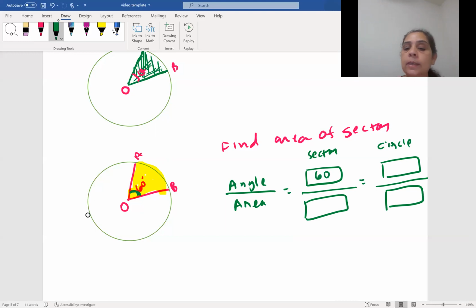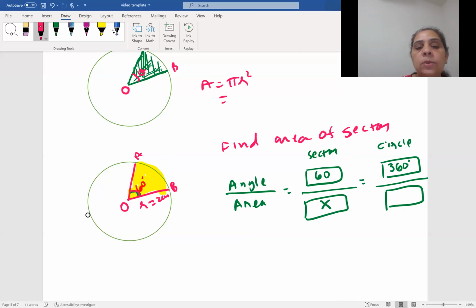Since the given angle is in degrees, I will take 360 degrees for the whole circle. If it's given in degrees, I take degrees. If it's given in radians, I take radians, so the whole circle is 2 pi. And the area of this circle we need to find; we can say x. What is the area? I forgot to write the radius. Let's say the radius is 2 centimeters. So what is the area of the circle? The formula is pi r squared. Here r is 2, and 2 squared is 4, so 4 pi.